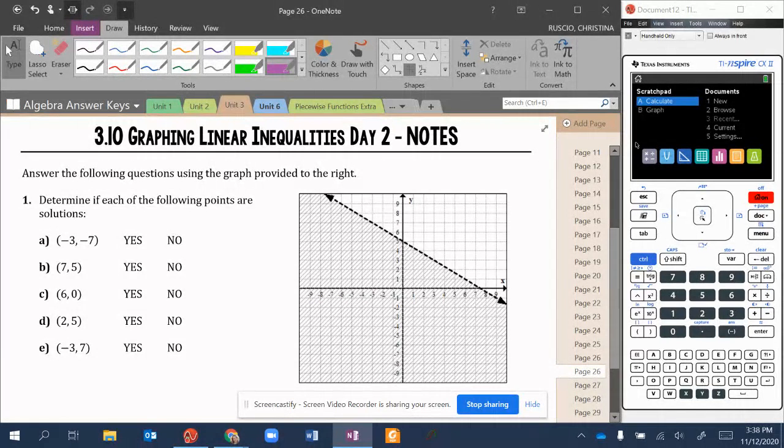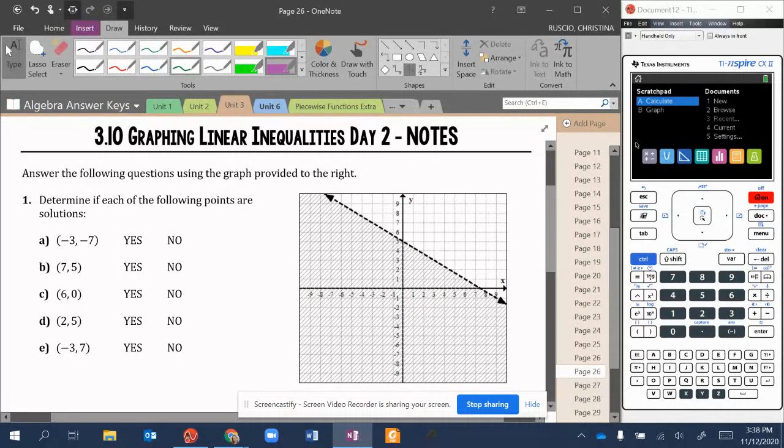Okay, so what we want to do in example number 1, it says determine if each of the following points are solutions. So we are going to take a look at each one of these points, and we want to find out if it is indeed a solution to this inequality. All right, without further ado, (-3, -7). Is that a solution? It sure is. It's in the shaded area.